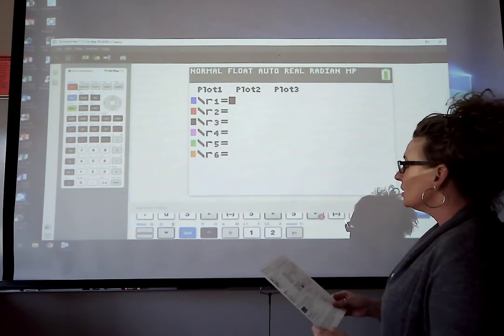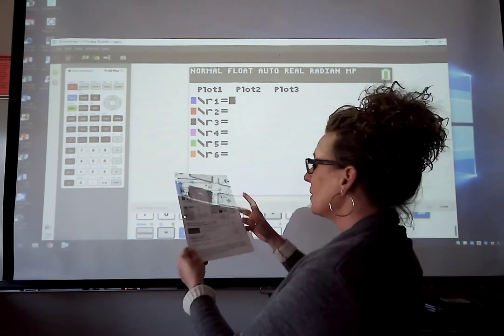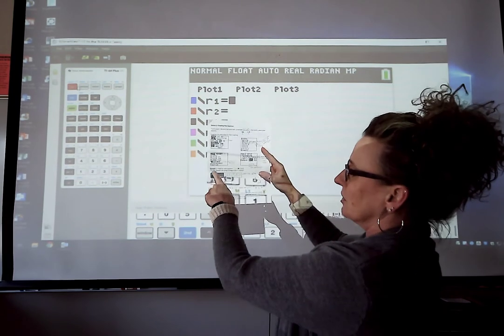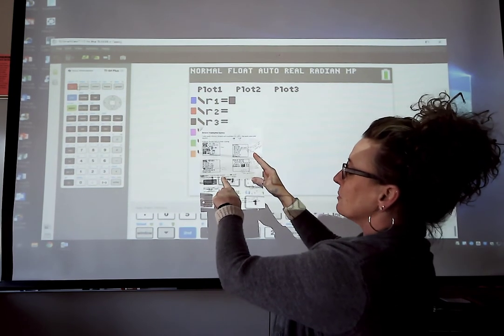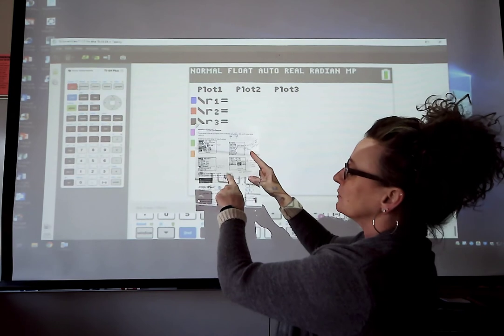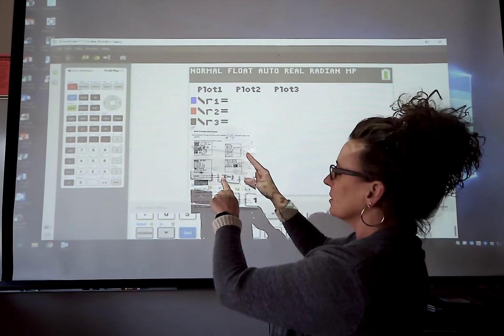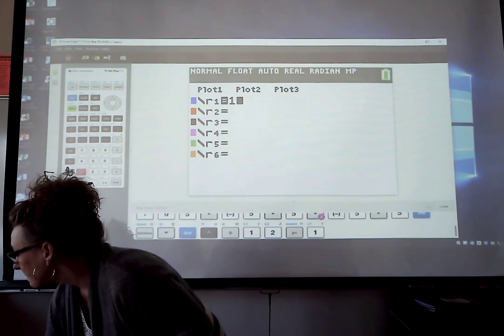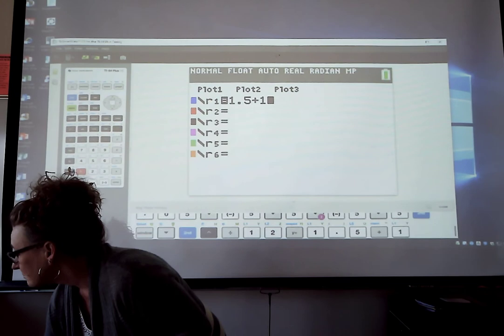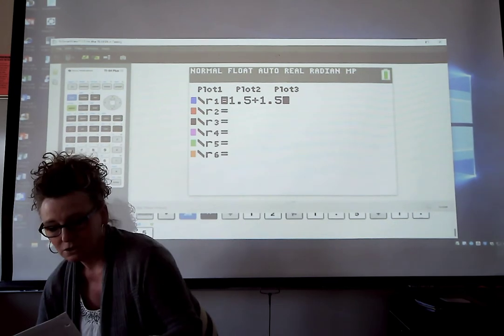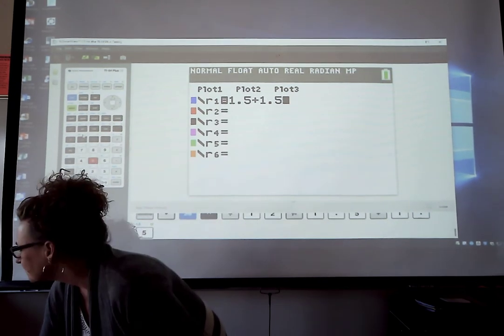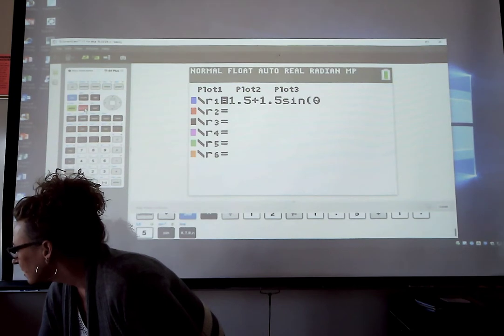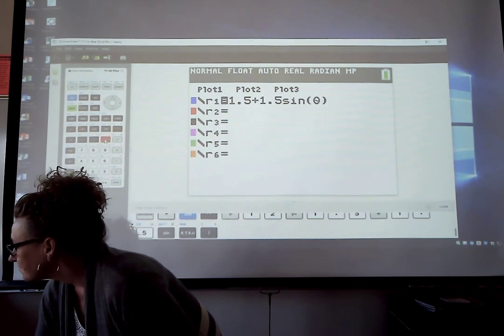Alrighty. So let's go ahead and graph this first one in our notes. We're going to graph the polar equation 1.5, and that's supposed to be a plus right there. I don't know if it is or not. So let's graph this. Ready? Type this in with me. 1.5 plus 1.5 sine of theta. Sine, see, gave me a theta.